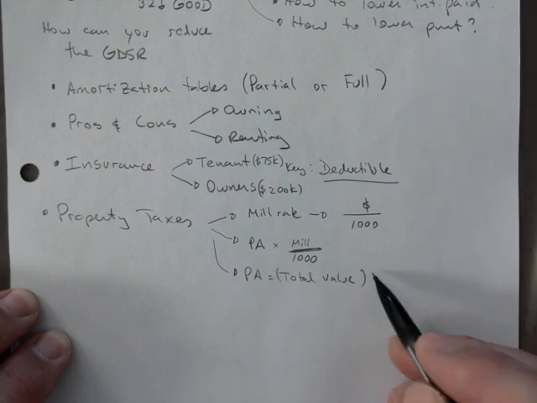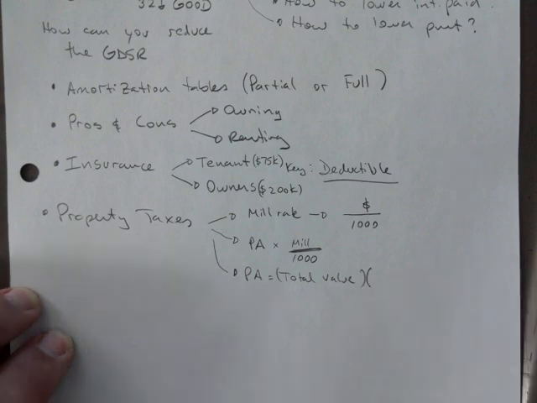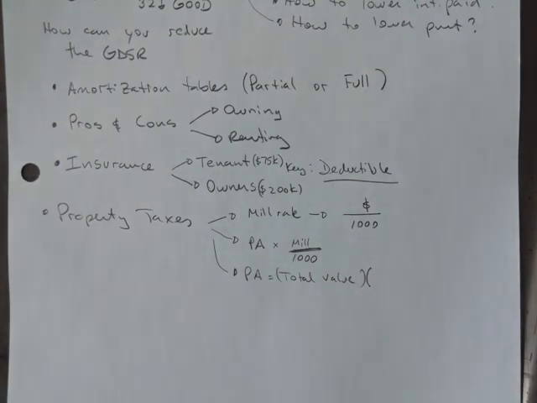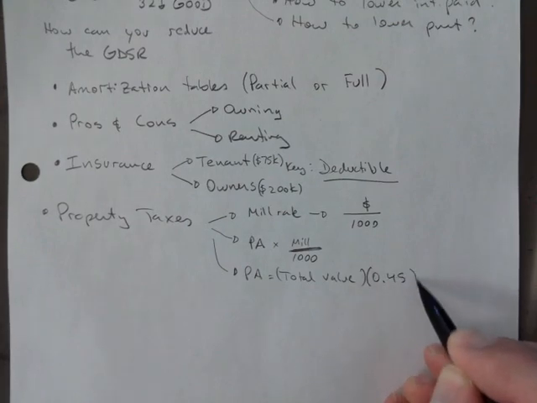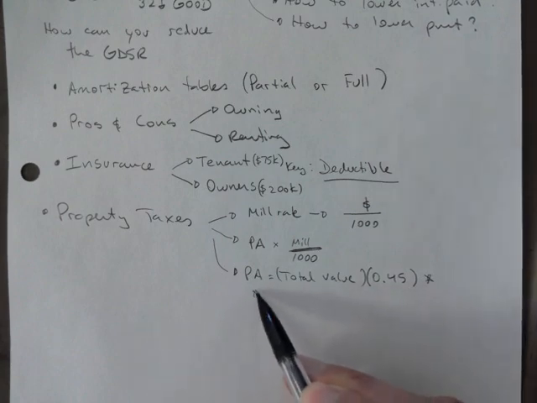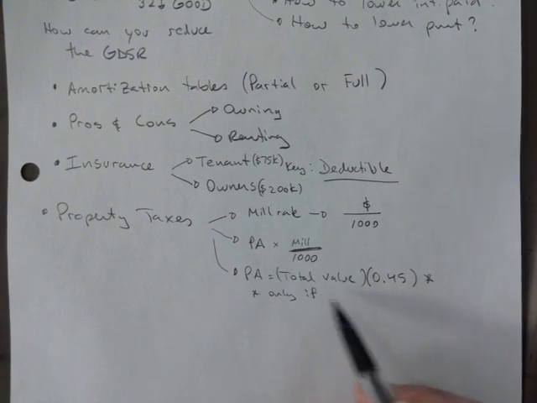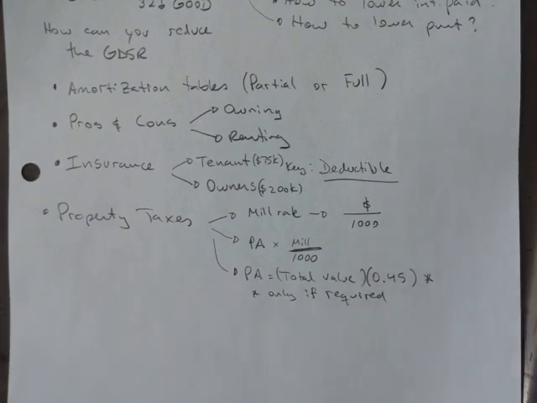Anybody remember what you pay taxes on? It's not the full amount of your property, it's only 45% of your property. So it's always 0.45, only if required. Do not multiply if it's already saying portioned assessment. Don't go ahead and multiply that by 45% again. You just do it if it's required.